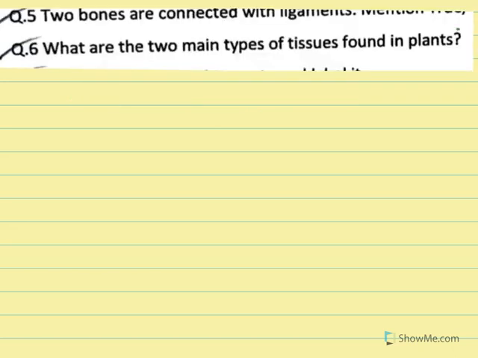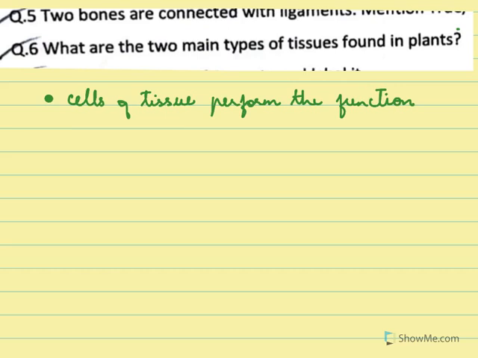What are the two main functions of tissues? Number one, the cells of the tissue perform all the necessary functions of the body. All the functions of the body are performed by the cells of the tissue. This is one. And the cells of the tissue also form the structure of the organisms.